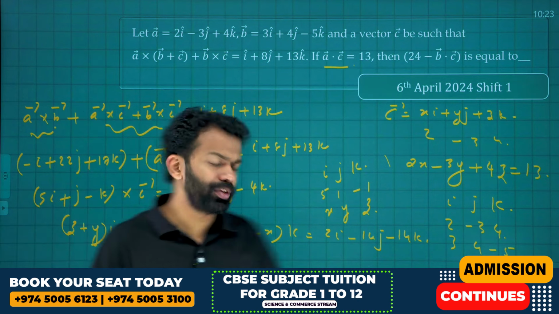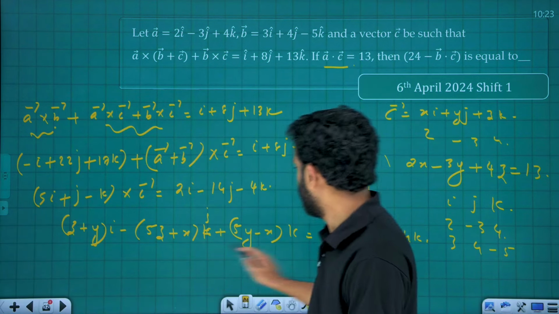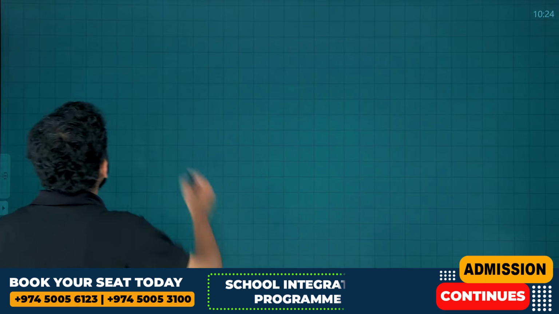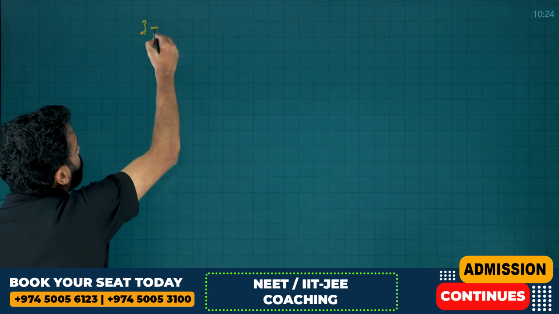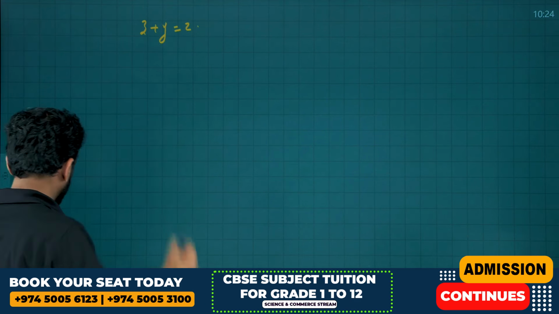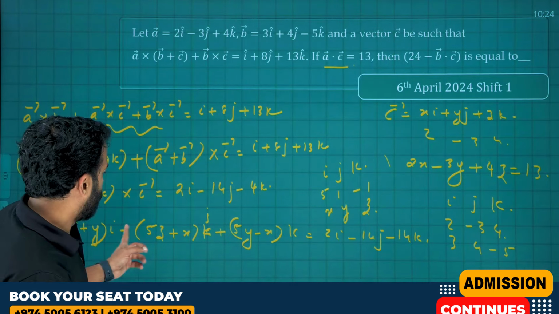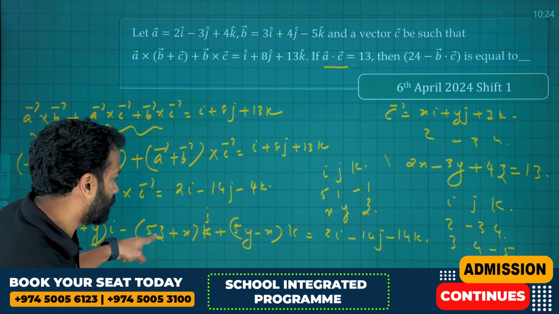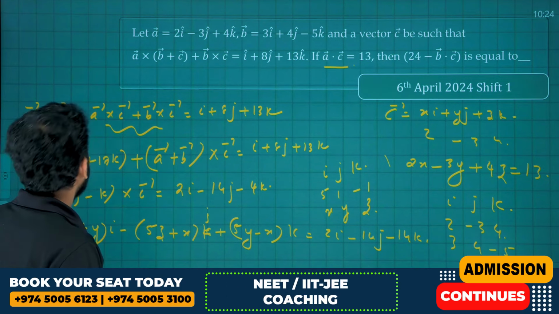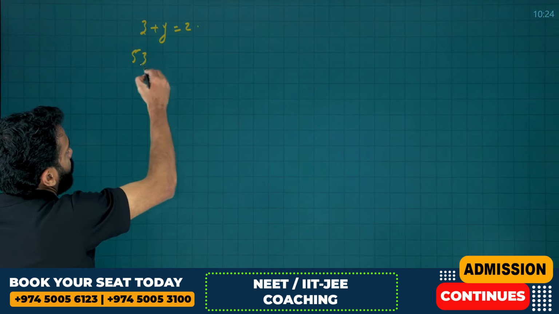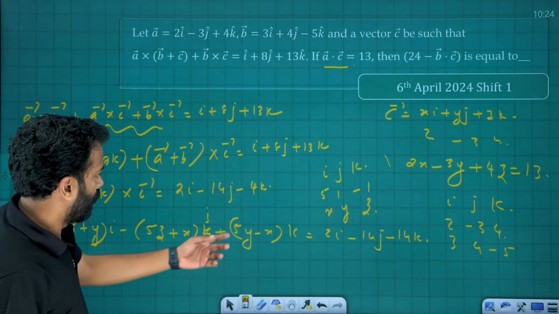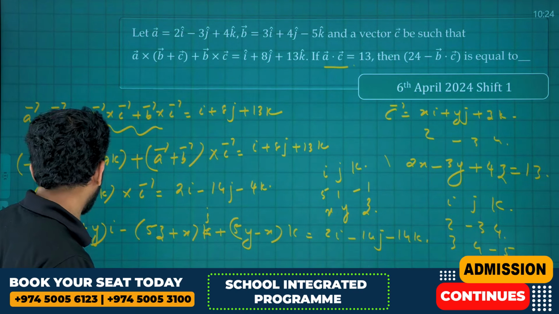So here the coefficient of i is z plus y, and on the right hand side it is 2. Let's compare that. Therefore z plus y is equal to 2. Next one, minus of 5z plus x is equal to minus 14. Therefore 5z plus x is equal to 14. Next one, 5y minus x is equal to minus 14.